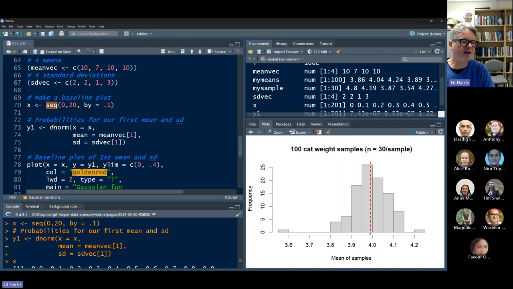Next, I'm going to use one of the norm family of functions. Before we used rnorm, which is a random norm, but this time we're using dnorm.